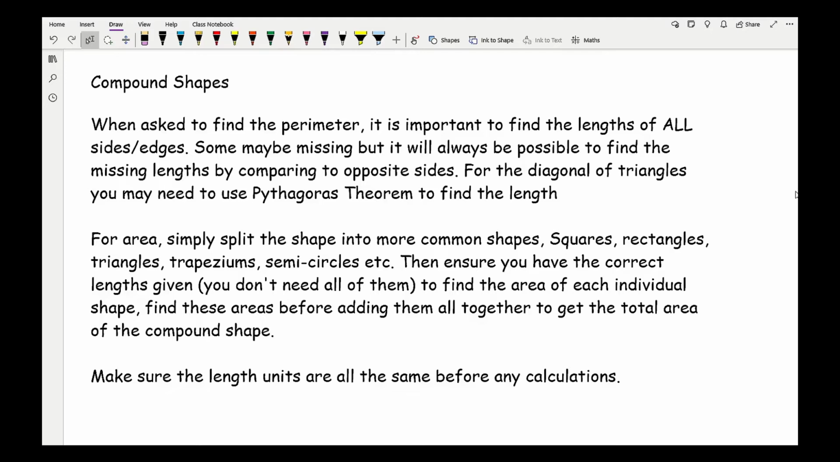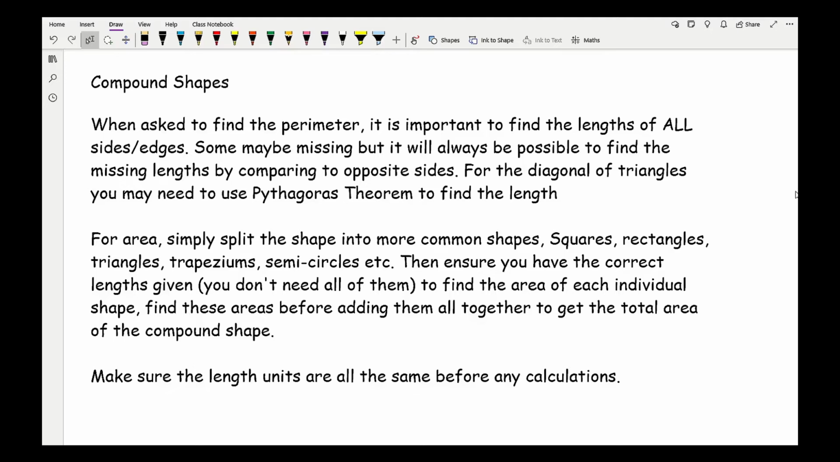So either into squares, rectangles, triangles, trapeziums, semicircles, etc. But like I said, you want to try and keep the number of shapes to a bare minimum. So if it's possible to split a shape up into 2 common shapes, then go for 2. Try not to split it up into so many, because again, it's just going to prolong your ability to answer this question correctly. Then, to ensure you have the correct lengths given, you don't need all of them as mentioned.